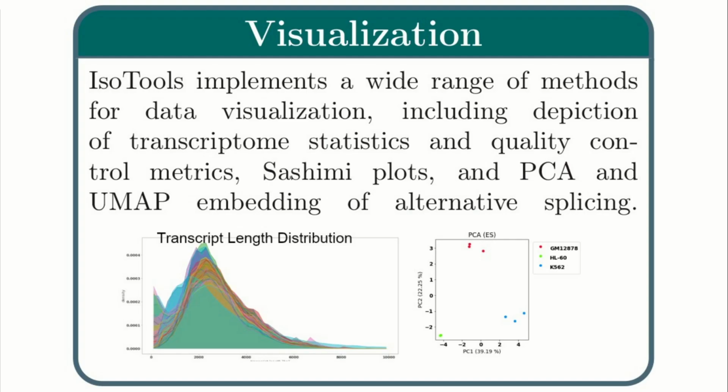Last, IsoTools implements a bunch of visualization methods for transcriptome-wide statistics, as here the transcript length distribution, quality control metrics, but also sashimi plots, for example, and 2D embeddings of alternative splicing events, as for example down here.